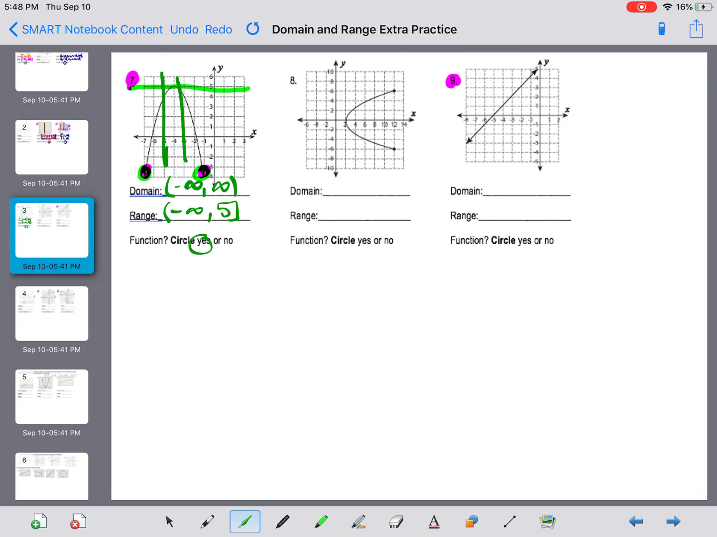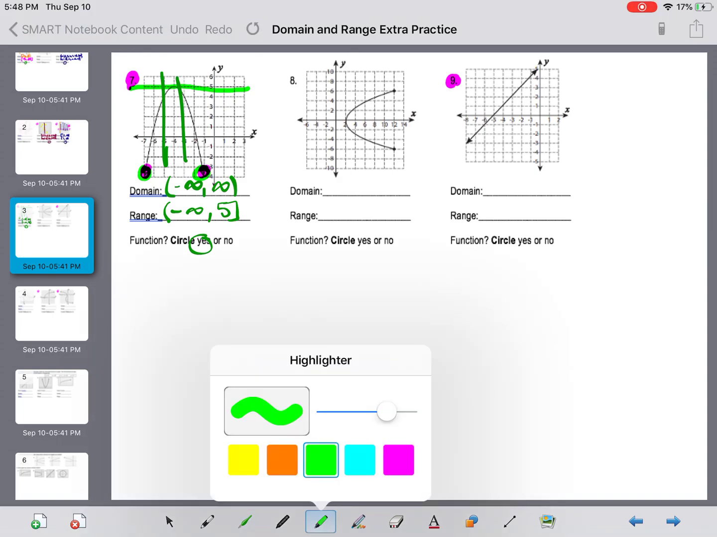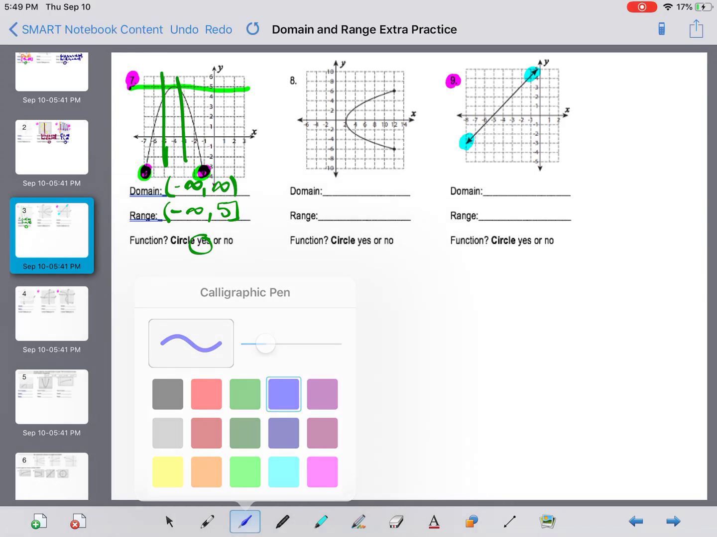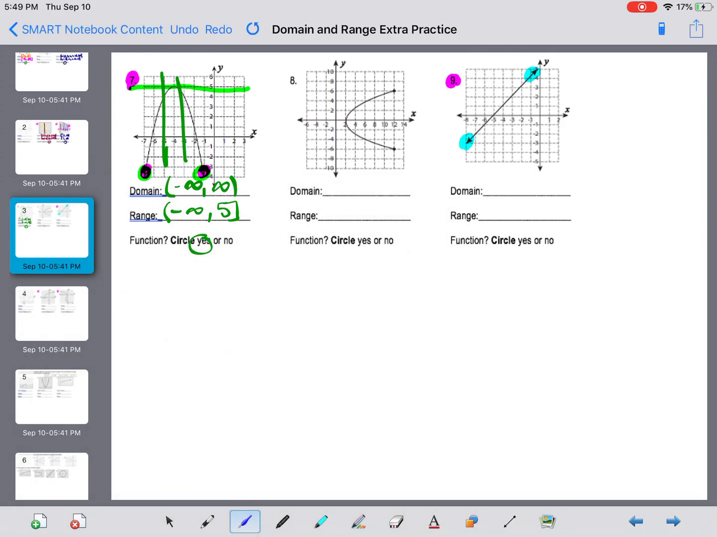If we take a look at 9, when we write the domain and range, for the domain, we go from left to right, but I notice on both ends, we have arrows. So just like number 7, arrow on the left is pointing towards negative infinity. Arrow on the right is pointing towards positive infinity. We always put parentheses around infinity.